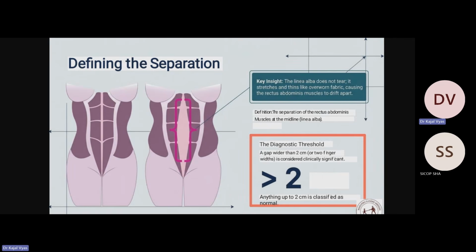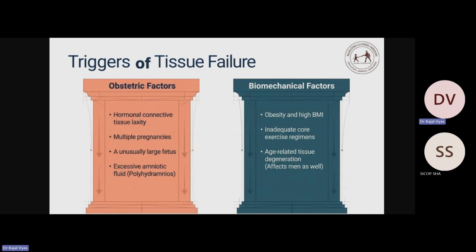Now we'll see the causative factors or triggers which lead to this tissue failure, that is the stretch of the connective tissue. One factor is the obstetric factor. This assessment is important for third year and final year students, and obviously for MPT students as well. Most third year students in their initial clinical practice think that diastasis recti is only present in pregnant females. It is present in pregnant females, but it is not entirely true that it is only present in them. So we'll see different conditions where diastasis recti is present, along with what leads to its presence.